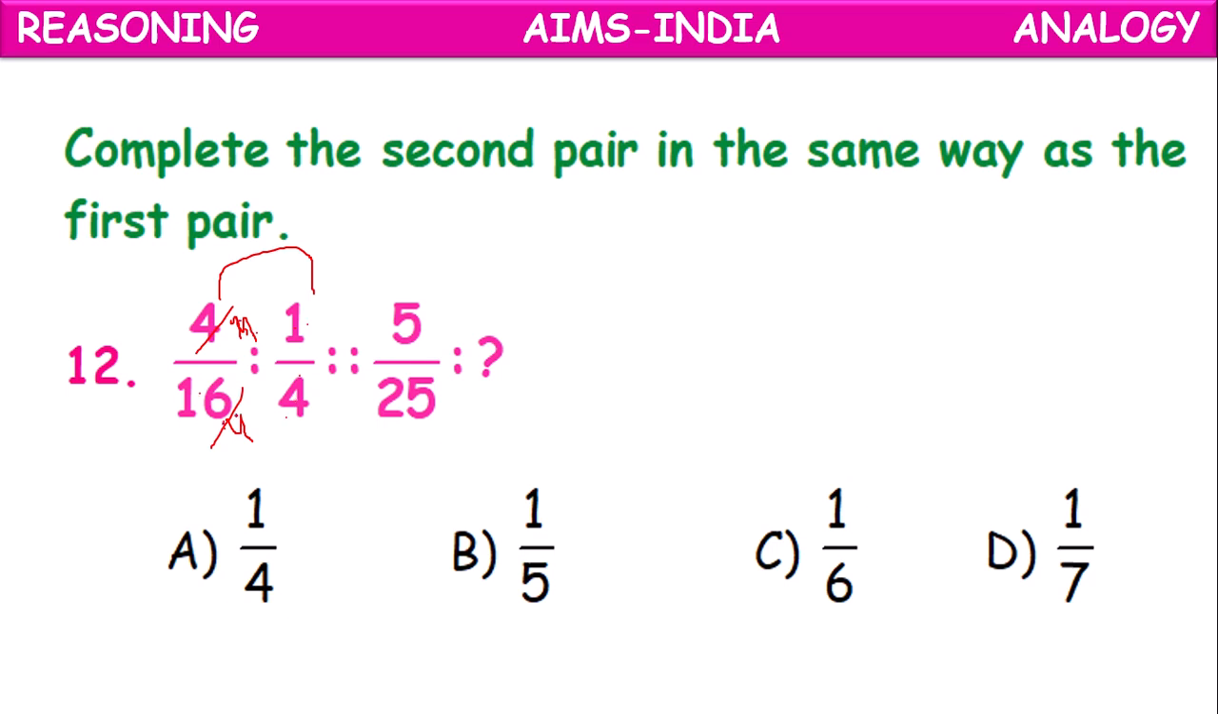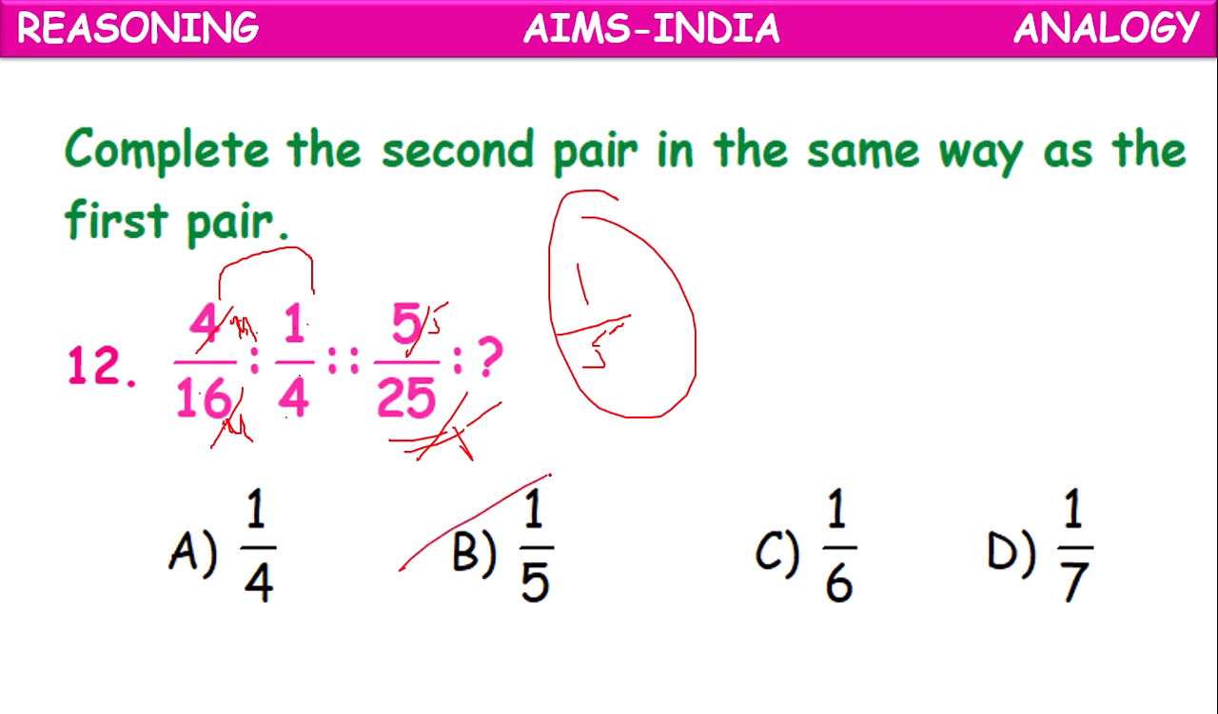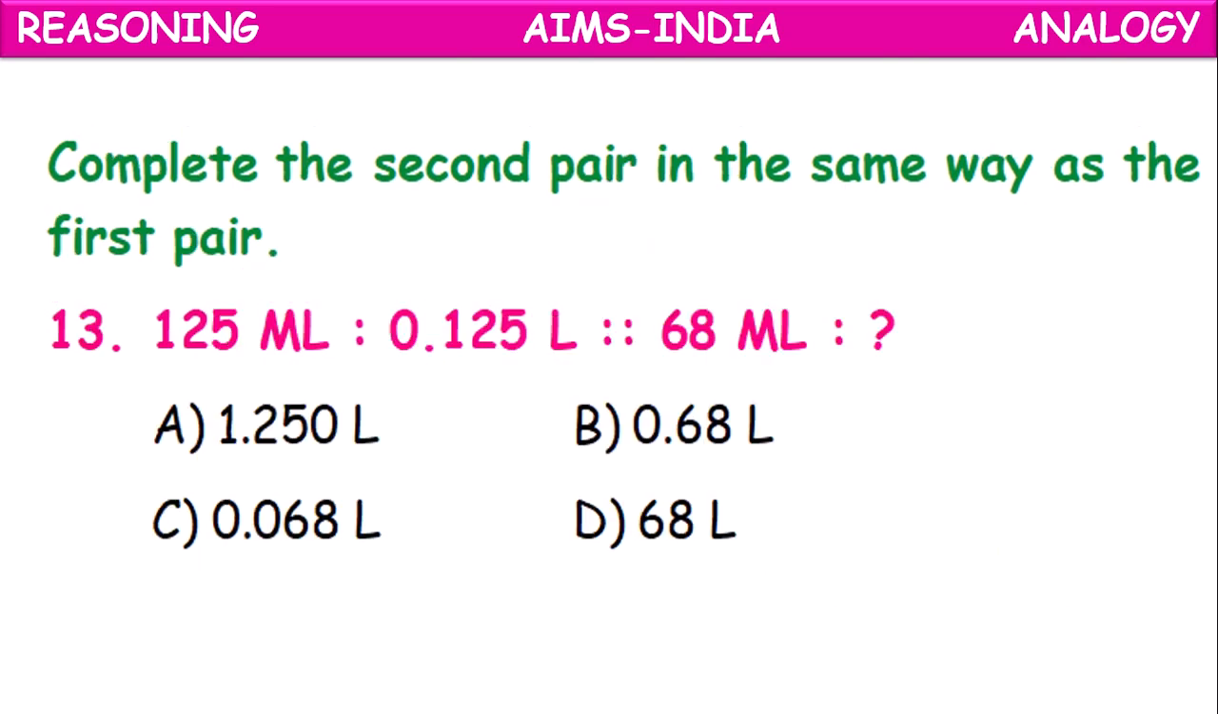4 by 4 is related to 1 by 4. 4 divided by 4 is 1, 16 divided by 4 is 4. Means with the same number they are divided. This 5 and 25 are not divisible by 4. So let's divide with 5, the same number. 5 by 5 is 1, 25 by 5 is 5. So the answer is 1 by 5. Here with the same number 4 we have divided, and with the same number 5 we have divided. So the answer is 1 by 5.